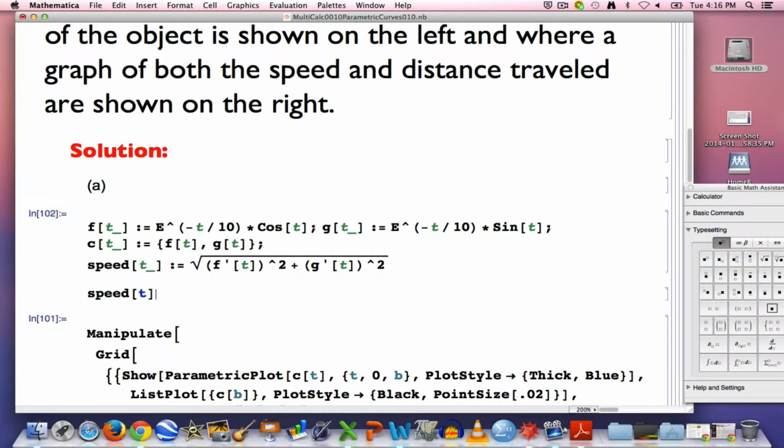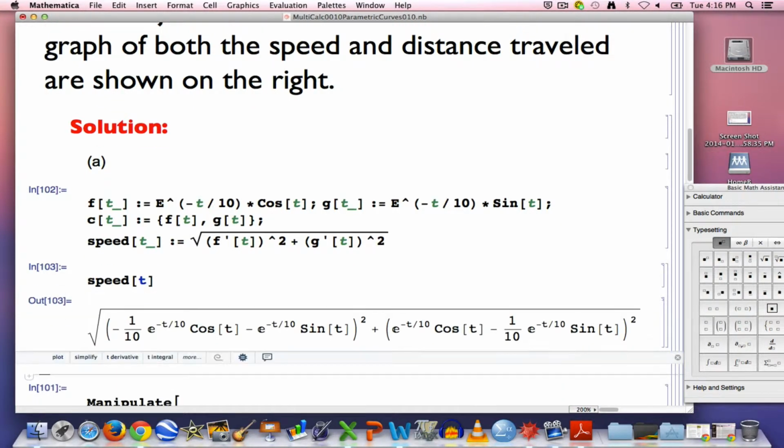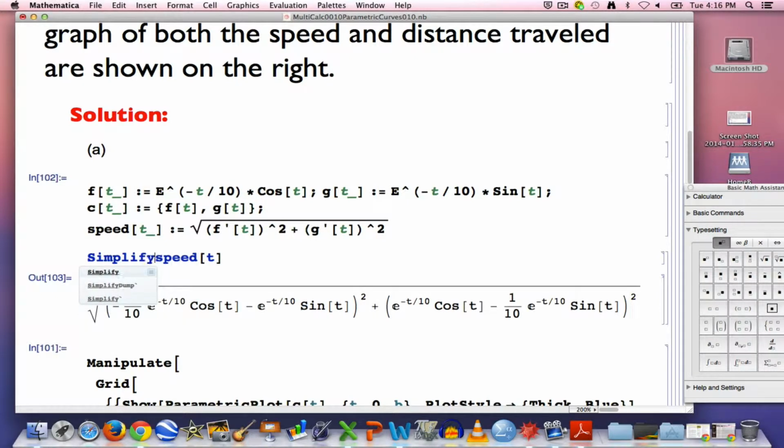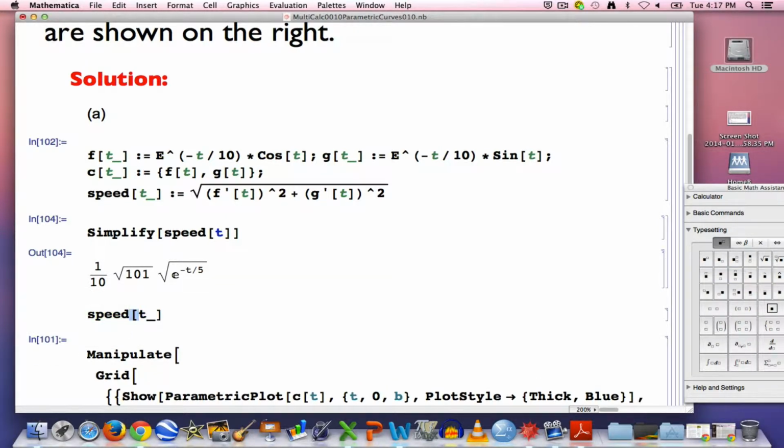What should you get? Does Mathematica simplify this? Actually, Mathematica doesn't simplify it right away. It writes it like that if I just type speed of t. But if I embed this in the command Simplify, then it does simplify it down to this, though that's probably not how you're going to write it if you actually do the calculation yourself. You are probably going to write it more like this.